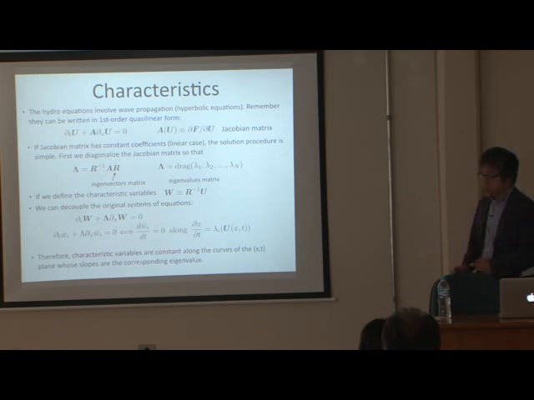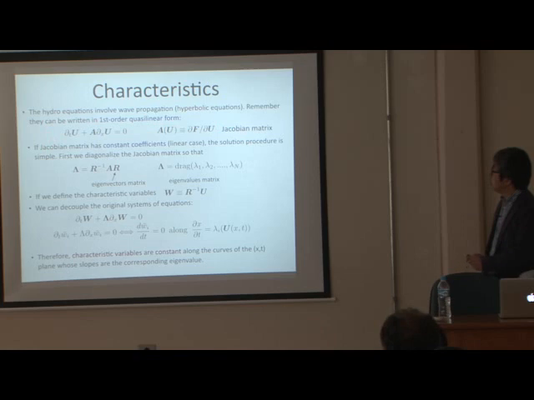Okay, so this is the characteristic. The hydrodynamic equations involve wave propagation, because this is a hyperbolic equation we can solve. Remember, they can be written in first-order quasilinear form. Here we can write partial derivative of u with respect to t plus A times the spatial derivative of u with respect to x equals 0. Here A is a function of u. This is the partial derivative of f over the partial derivative of u. We say this is the Jacobian matrix.